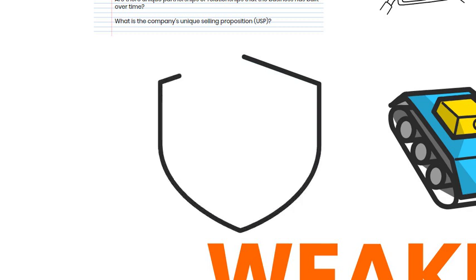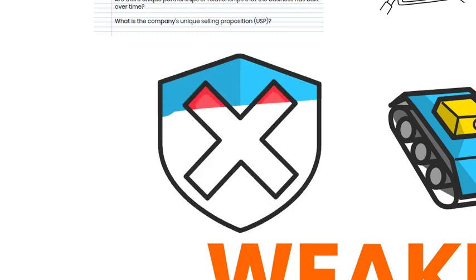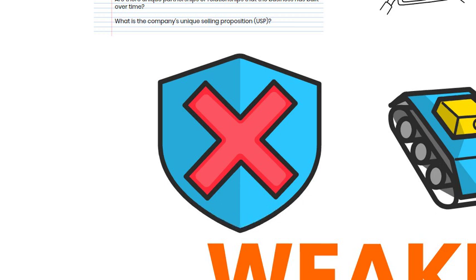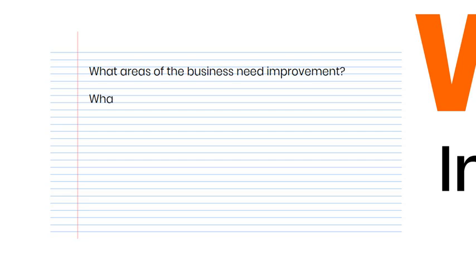Moreover, by identifying and understanding its weaknesses, a business can avoid strategies that are likely to fail due to these limitations. To identify the weaknesses of a business, you might ask the following questions. What areas of the business need improvement? What does the business lack? For example, resources, expertise, or access to technology.